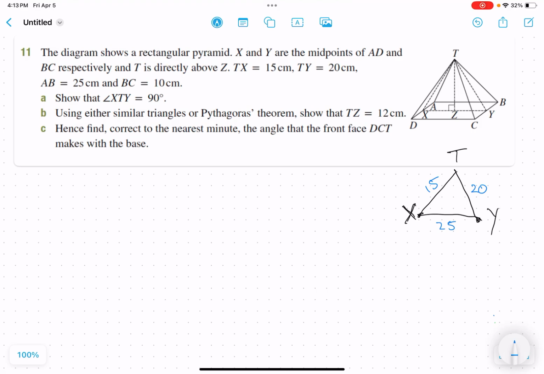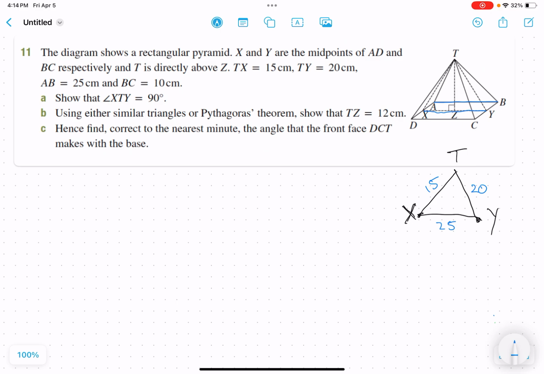All right, the first thing we have to do is look at this picture. We want angle XTY, so have a look at triangle XTY. We are given that TX is 15 and TY is 20. We're not given XY, but XY is the exact same length as AB, because this is a rectangle on the base, and AB is 25. So I've got all those sides.